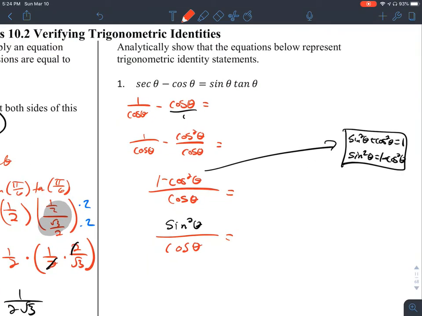So now we've got sine squared over cosine. Now at this point I'm stuck. I don't know what to do next. When I get to a point where I think I don't know how to simplify it more, then I start looking at what the right side says. Well, the right side says sine times tangent.